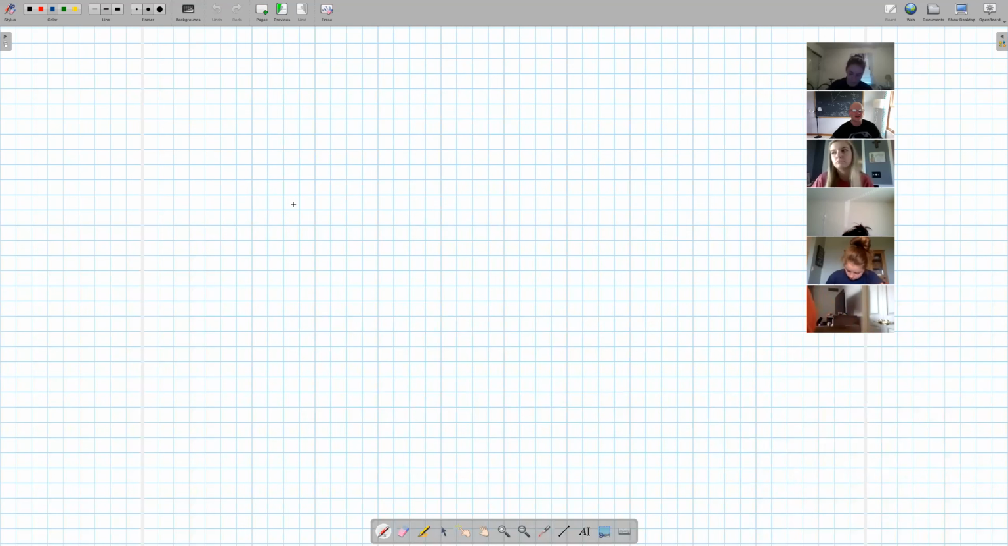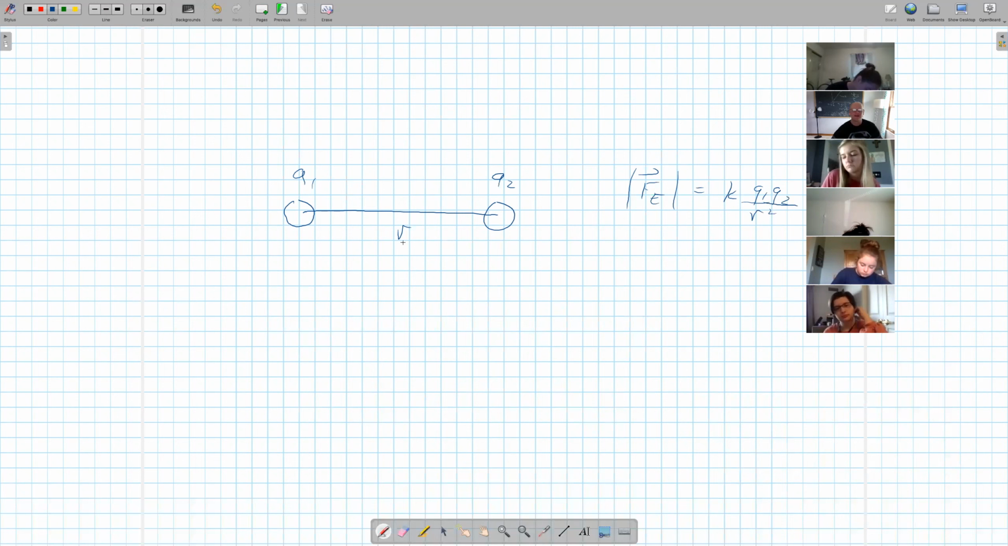Okay. So let's say this is Q1, this is Q2. So here's Q2, here's Q1, here's my distance R again. So again, this is k Q1 Q2 over r squared. What ends up happening here is that it turns out that like charges repel. So anytime I have like charges, I get a repulsive force. This is going to manifest itself as a repulsive force.